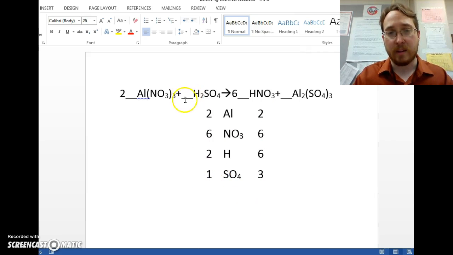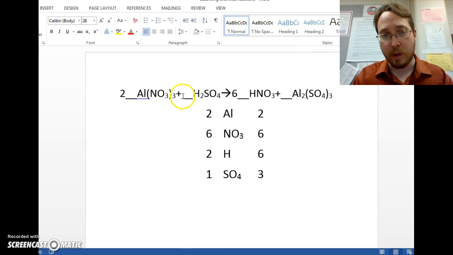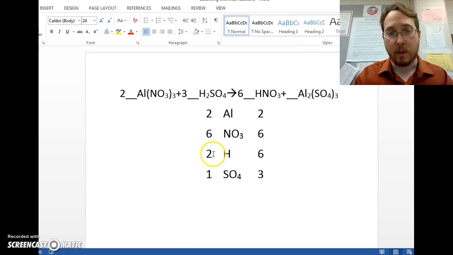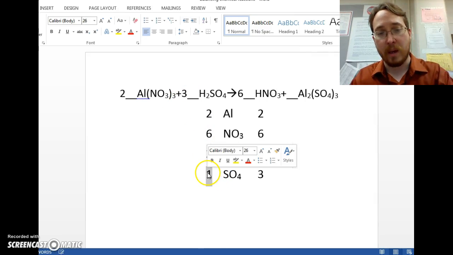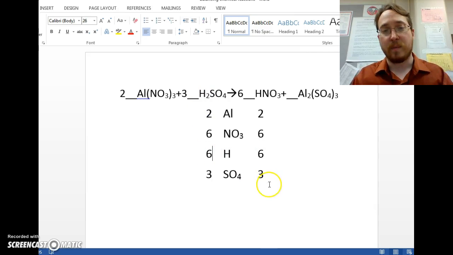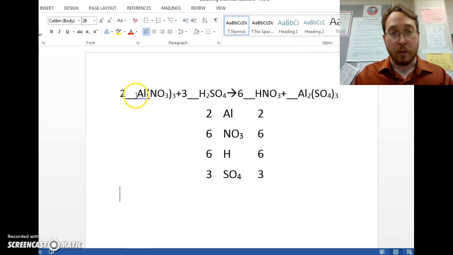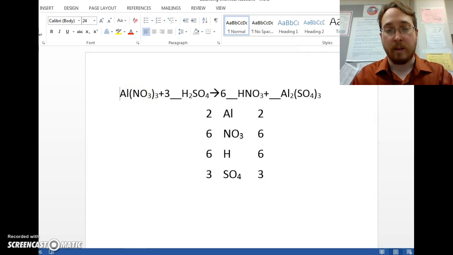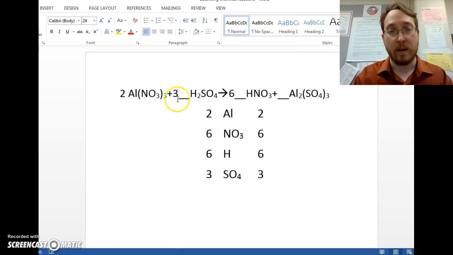Well, this is on the reactant side that's low, so we need to add 3 more here. Doing that will make this 3. And now we have, this is a group of 2 hydrogen. And then if we have 3 of them, 3 groups of 2, that will give us 6 hydrogen. And there you have it. We are now balanced. So we can remove the blanks and finalize our answer.